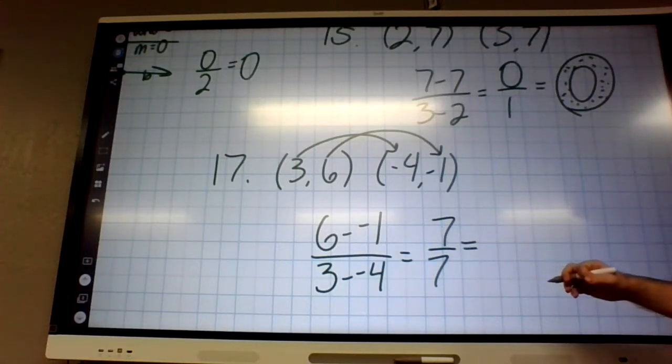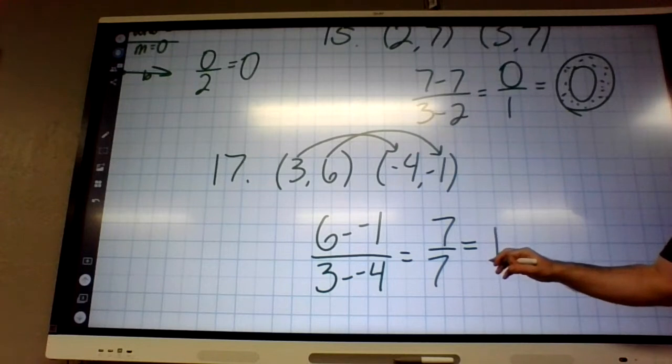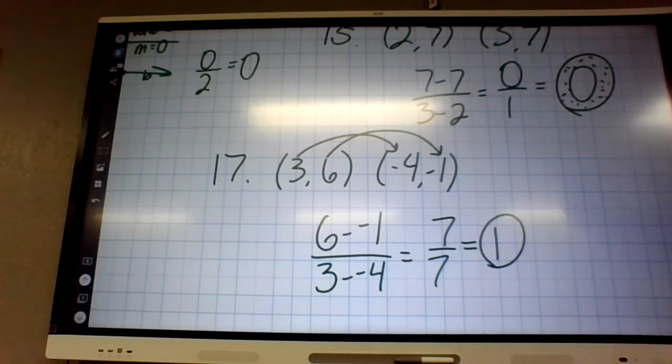What's 7 over 7 equal? 1. 1 over 1 equals 1.